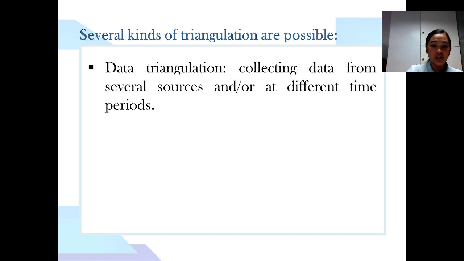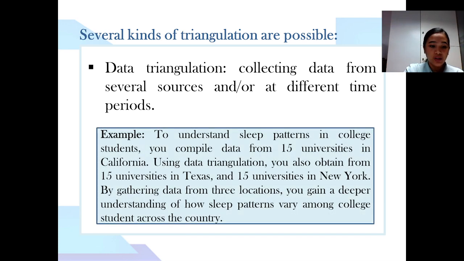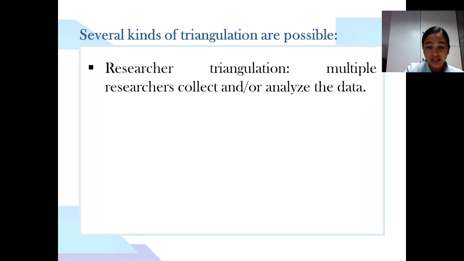Next is the data triangulation, where the data is collected from several sources and or at different time periods. Example: to understand sleep patterns in college students, you compile data from 15 universities in California. Using data triangulation, you also obtain data from 15 universities in Texas and 15 universities in New York. By gathering data from three locations, you gain a deeper understanding of how sleep patterns vary among college students across the country.